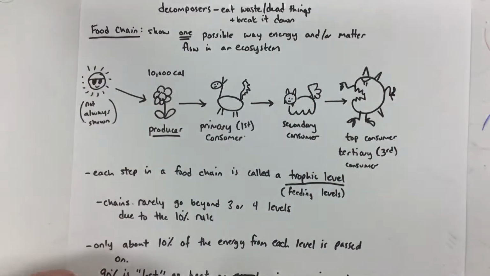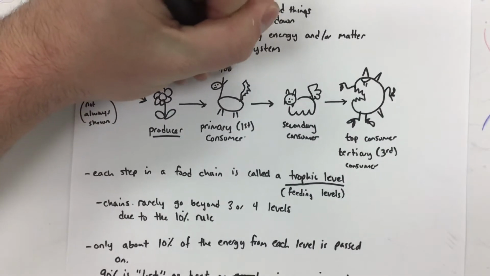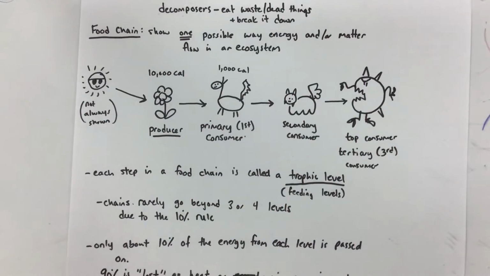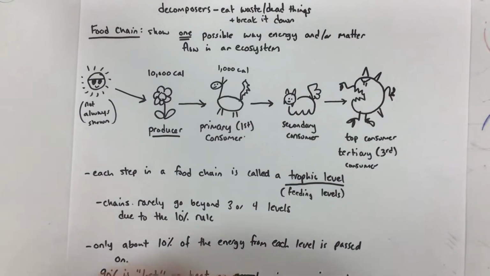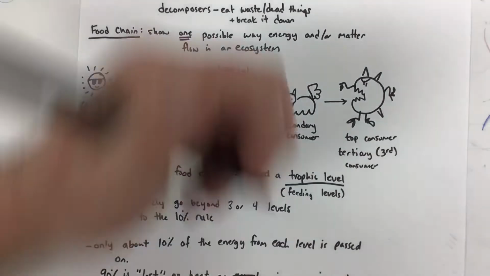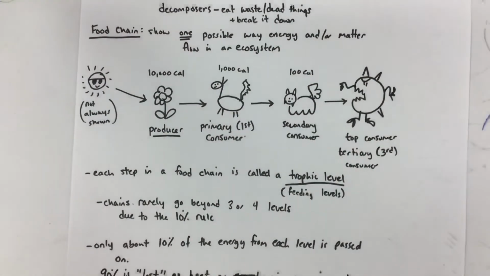Divide by 10. What's 10,000 divided by 10? 1,000. So in my next level, there's only 1,000 available units of energy. Right? And then here, how many units of energy would there be available? 100, yep. And then here, how many units of energy would be available?